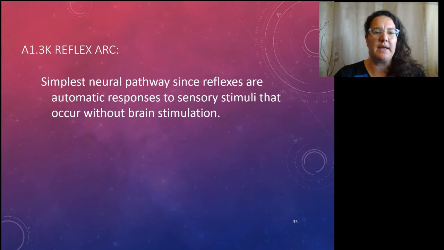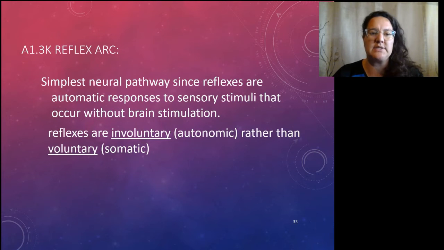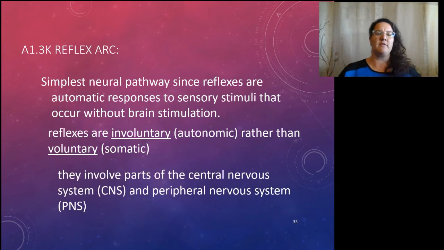So, the reflex arc is the simplest neural pathway since reflexes are automatic responses to sensory stimuli that occur without brain stimulation or brain input. They're involuntary rather than voluntary. And they involve part of the central nervous system and peripheral nervous system. But the impulse from a reflex arc, the sensory information, never makes its way to our brain, which is why they happen so quickly.